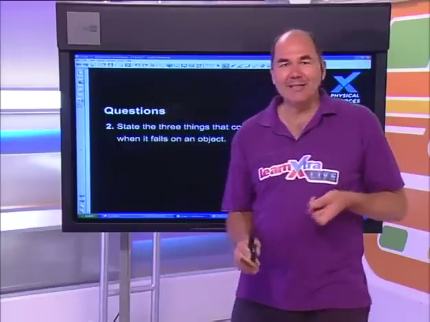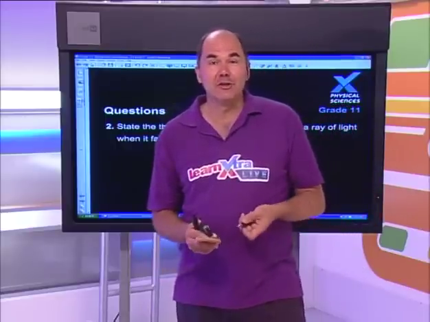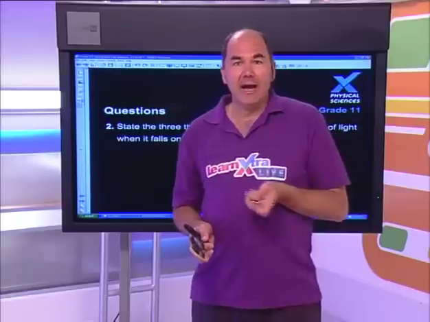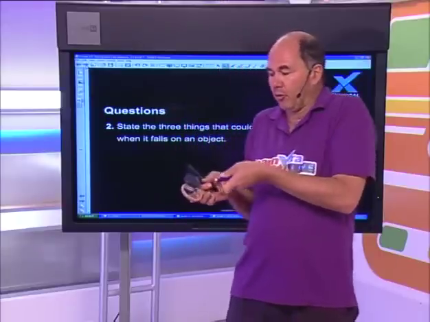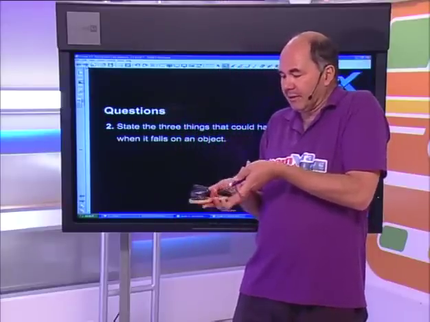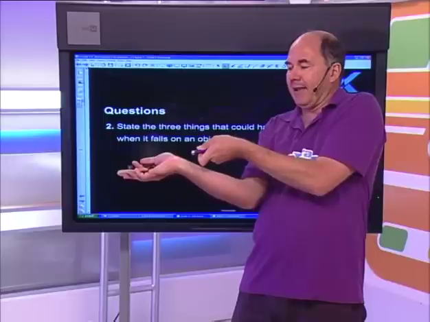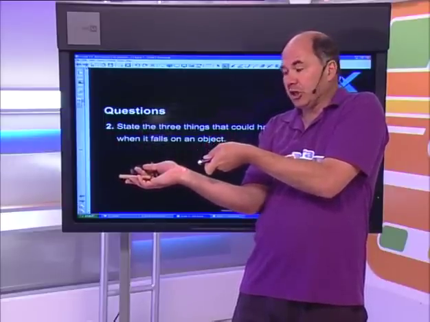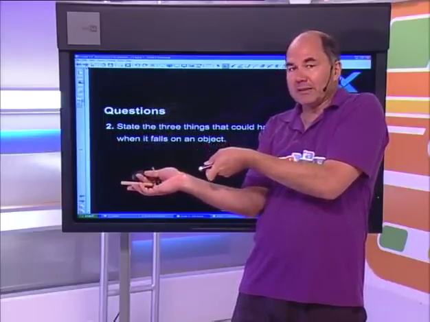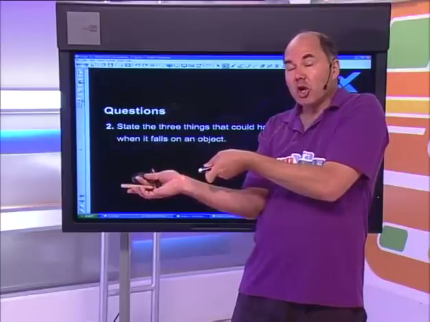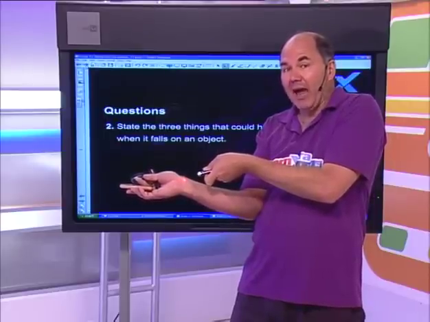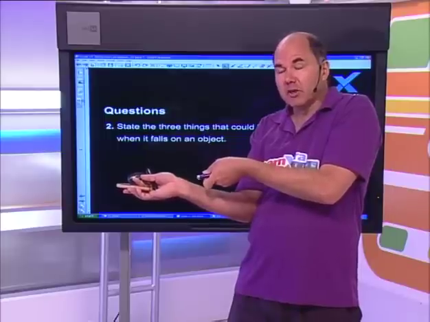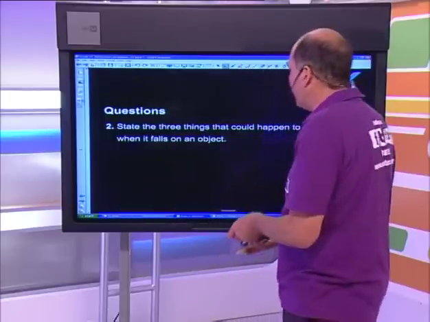Guys, I've got a little laser pointer, and I want to use it to show you what's going to happen. Now, a laser pointer emits a little red beam of light, and maybe you can see it flashing off my hand there. Now, the angle at which it bounces off objects will allow us to show different aspects of what happens when light bounces off different objects. And that's exactly the question we've got here.